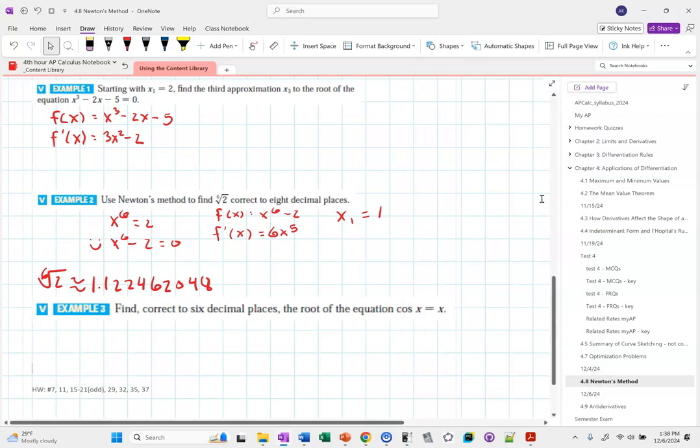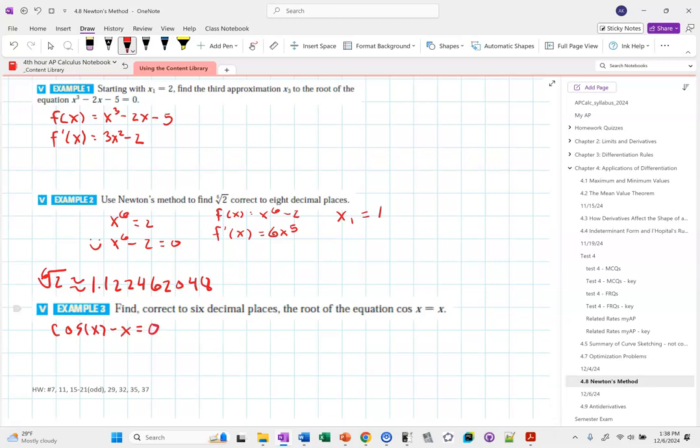Find correct to 6 decimal places the root of the equation cosine x is equal to x. Since I want a root, the first thing I'm going to do is get it equal to 0. So there's my f of x. And then my derivative would be negative sine x minus 1.